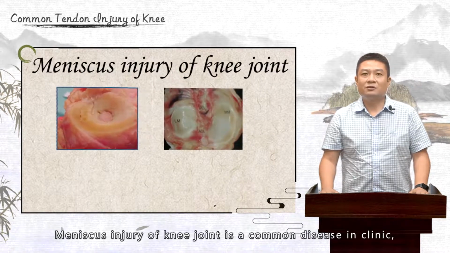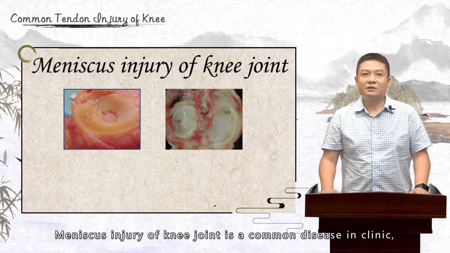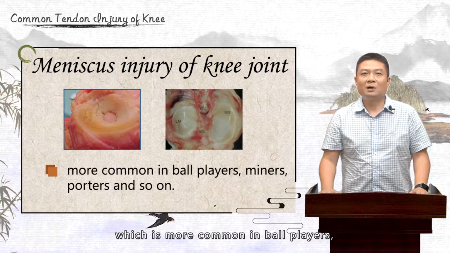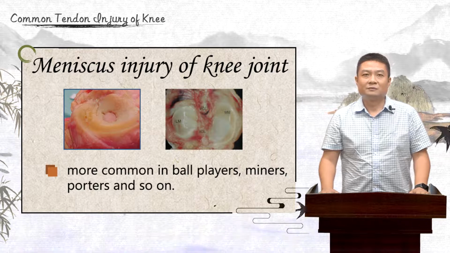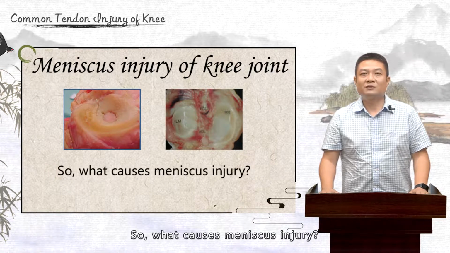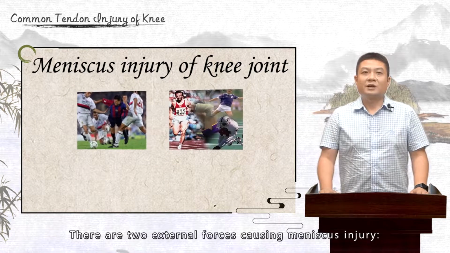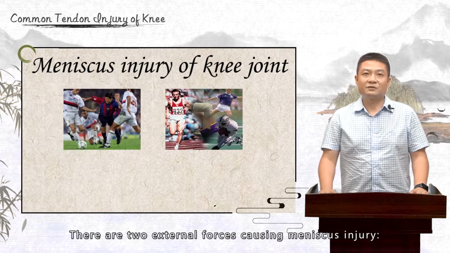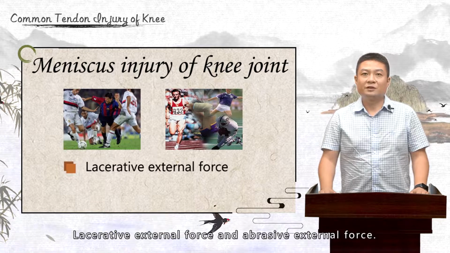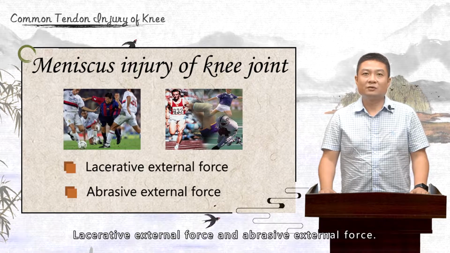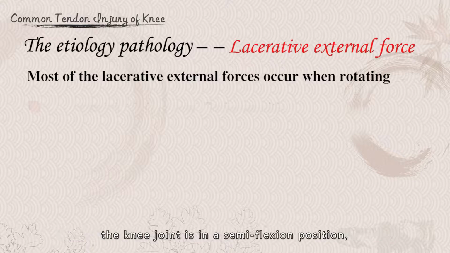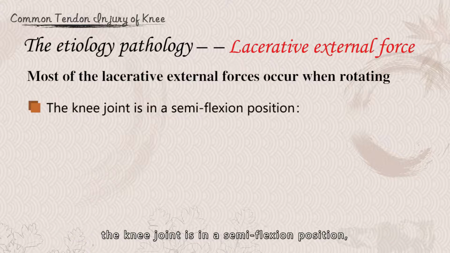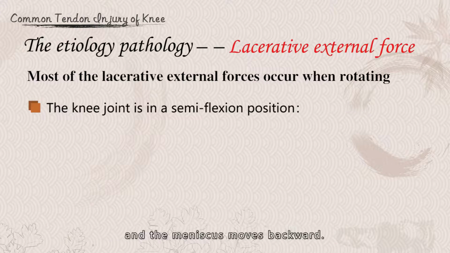Meniscus injury of the knee joint is a common disease in clinic, which is more common in ball players, miners, potters, and so on. So, what causes meniscus injury? There are two external forces causing meniscus injury: lacerative external force and abrasive external force. Most of the lacerative external forces occur when rotating the knee joint in a semi-flexion position, and the meniscus moves backward.